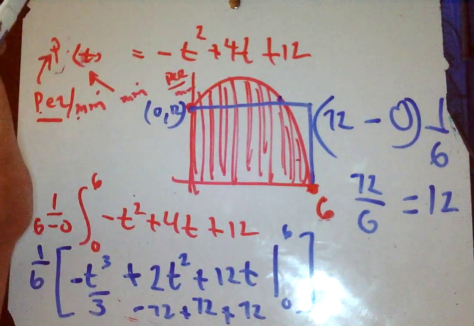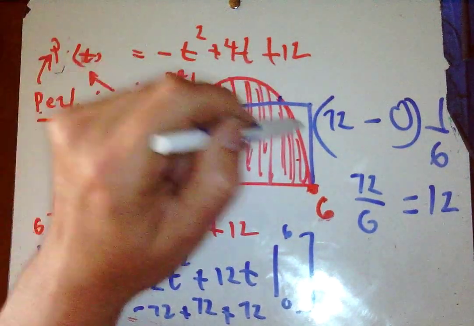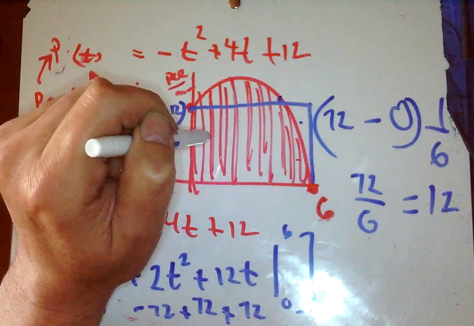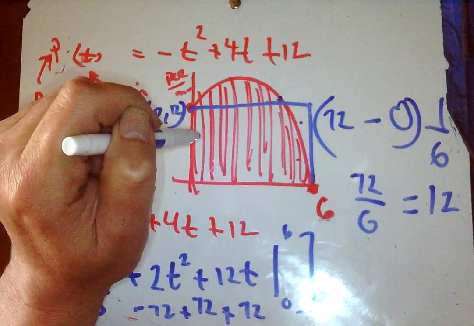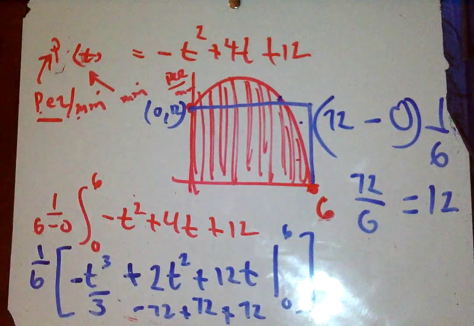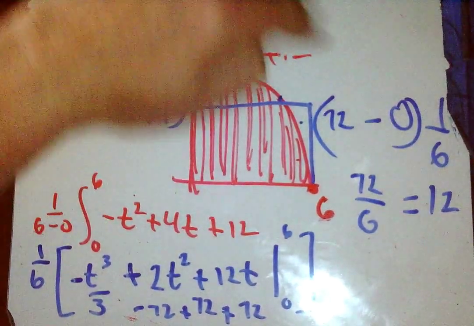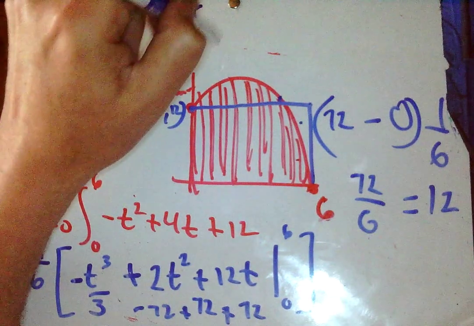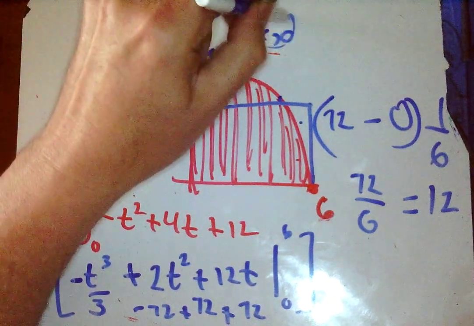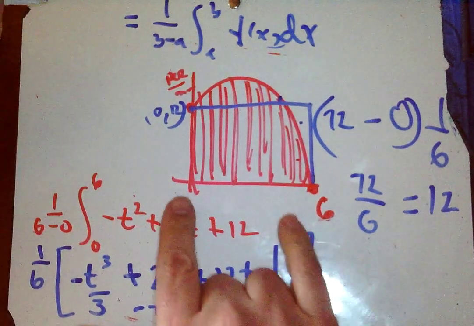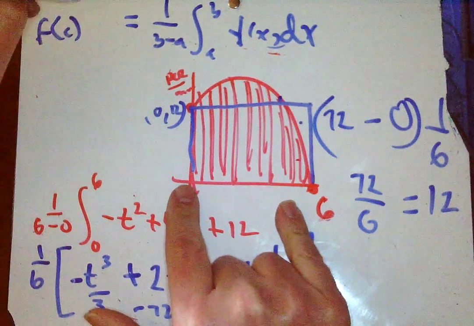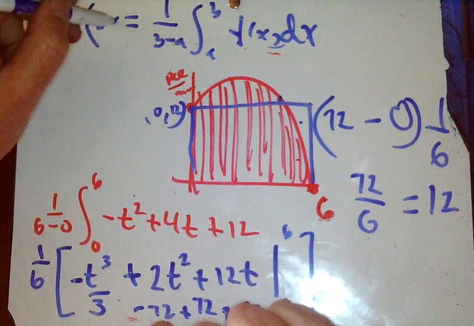So, supposedly, if I had drawn this to scale, this white area and this red area would be the same amount of area. Because, remember this part? Remember how the average value, 1 over b minus a, integral a to b of f of x dx, was equal to f of c, that was our average height, times b minus a.